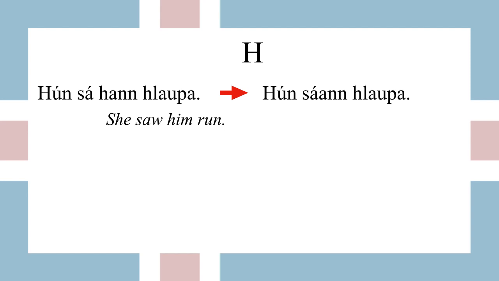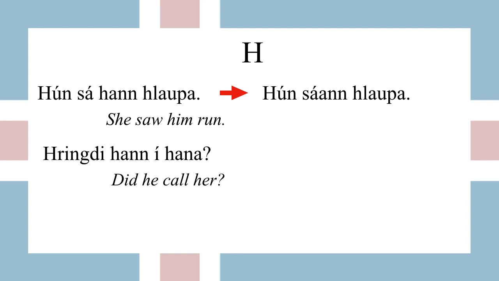Now notice we're not dropping the h in the word hún because it's not in the middle of the sentence, it's at the beginning. We're only going to drop the h in hann. Here's another example. Hringdi hann í hana. That's the very careful pronunciation. Apply the rule and it's going to become hringdi hann í hana. We're going to drop the h in both hann and hana.